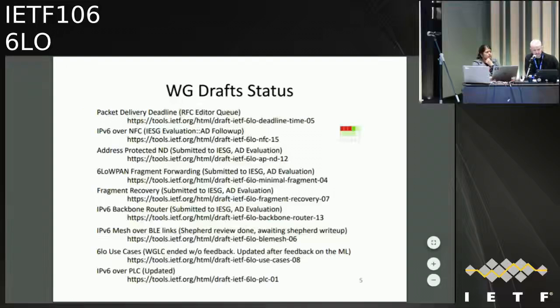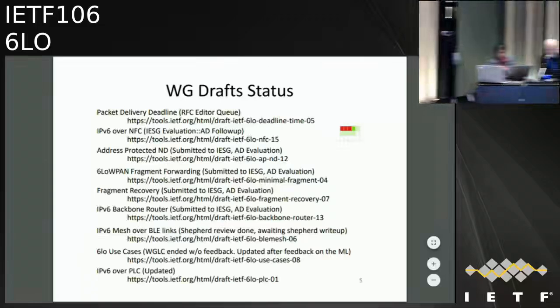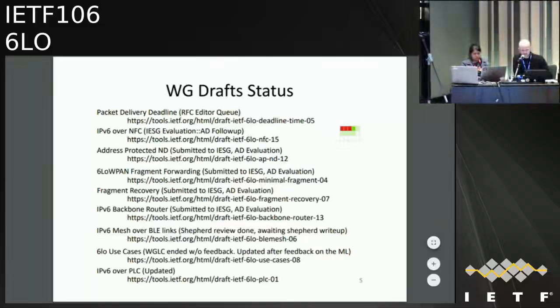And the backbone router document was, since after Montreal, reviewed by 6man, and after that the authors updated the document, and recently it also entered the AD evaluation state. After that we also have the IPv6 mesh over PLE links document. Here the Shepherd has done the review of the document. The authors have updated the draft, and provided that this update satisfies the comments of the Shepherd, then the next step would be getting the Shepherd write-up.